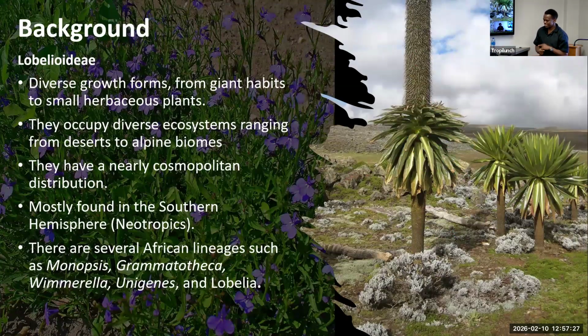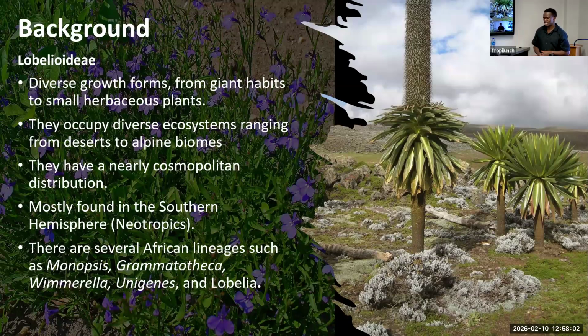Lobelioidae is a good model to use because it consists of diverse growth forms. We've got big lobelioids, which are found in the Hawaii region and also in East Africa. And then we also have small herbaceous plants, and Monopsis is one of the small herbaceous plants. Since they have a diverse range of growth forms, they occupy different ecosystems, from the Mediterranean region to tropical forest to alpine ecosystems. So basically they're found in every ecosystem.